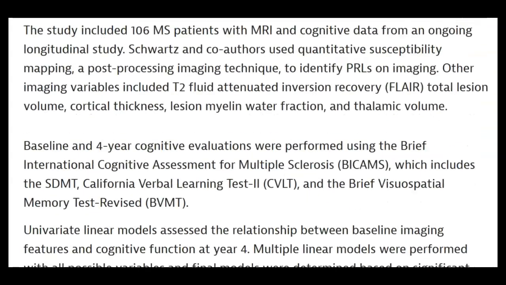The study included 106 MS patients with MRI and cognitive data from an ongoing longitudinal study. Schwartz and co-authors used quantitative susceptibility mapping, a post-processing imaging technique, to identify PRLs on imaging.